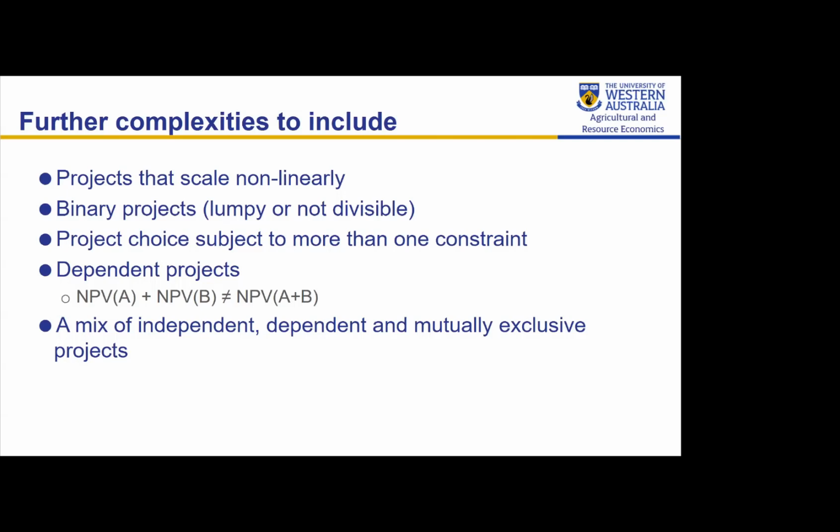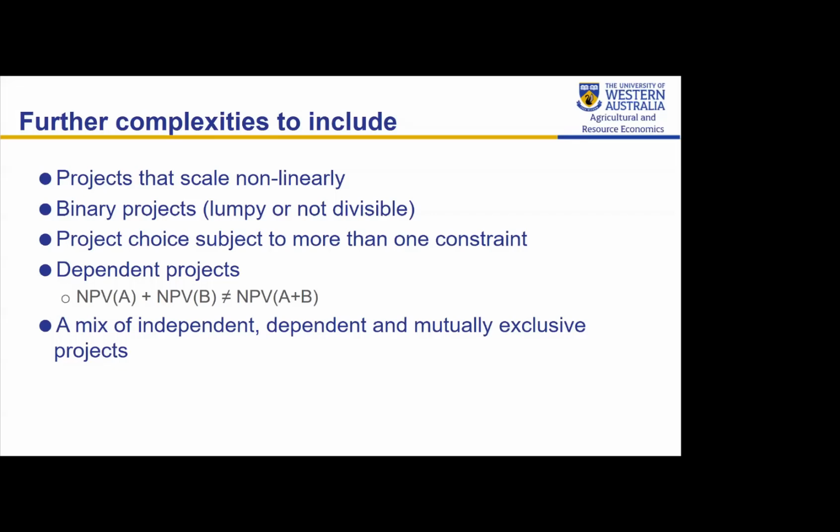You might want to account for the fact that the projects might be subject to more than one constraint, right? There might be a constraint on the upfront funding and then a different constraint on the maintenance funding, or a different sort of constraint entirely, a constraint on the availability of the expertise that you need to implement a set of projects. You might want to account for the fact that there are dependent projects.